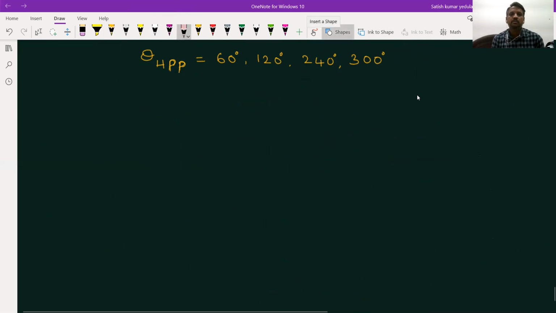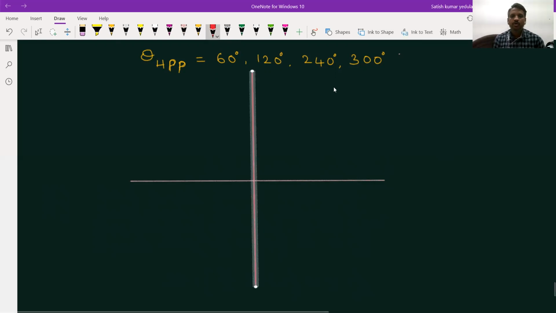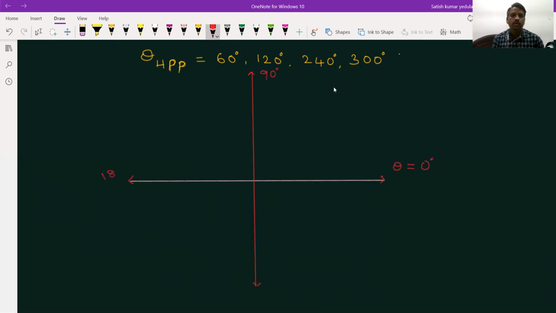So I'll be taking the radiation pattern. Let us take a line horizontally, and also take a line vertically, right? Now these represent the theta angles. This is always theta equal to 0 degrees, this is 90 degrees, this is 180 degrees and this is 270 degrees, right?